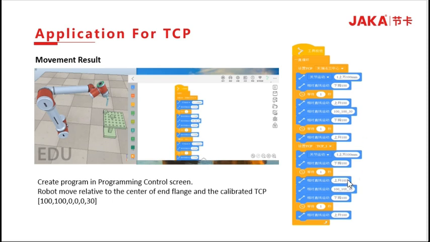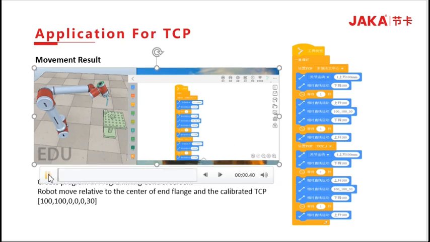Run the program. The position will be offset in the case of using the end flange TCP after linear and rotate motion. By using the new TCP, the robot will reach the position specified. Now, let's watch the video about this application.